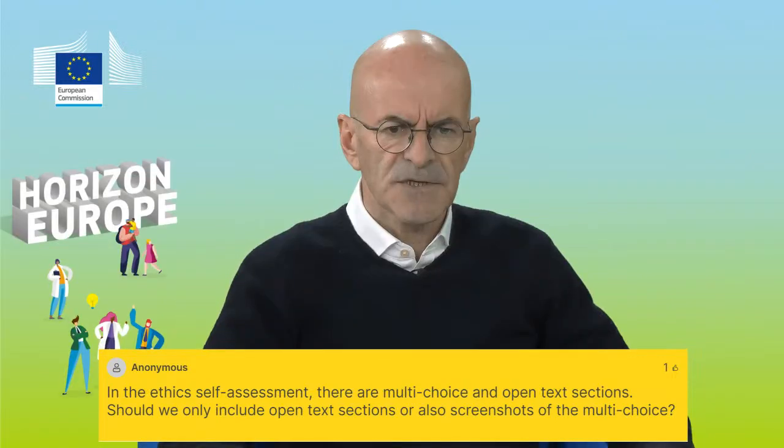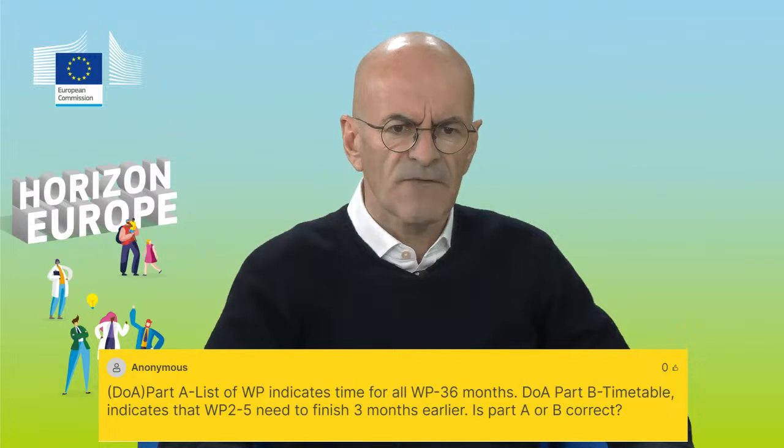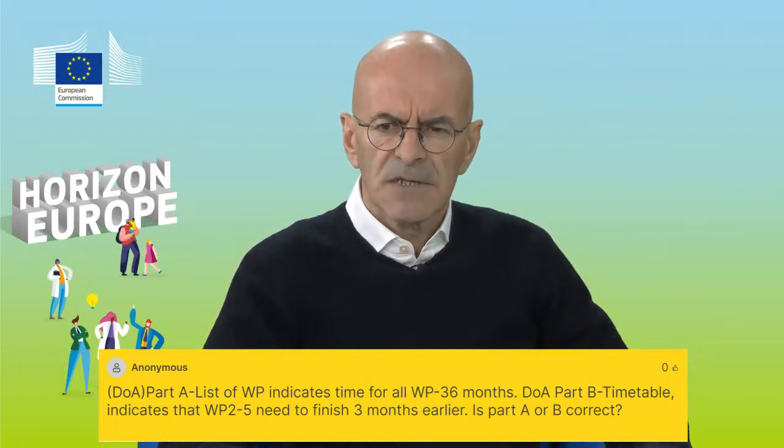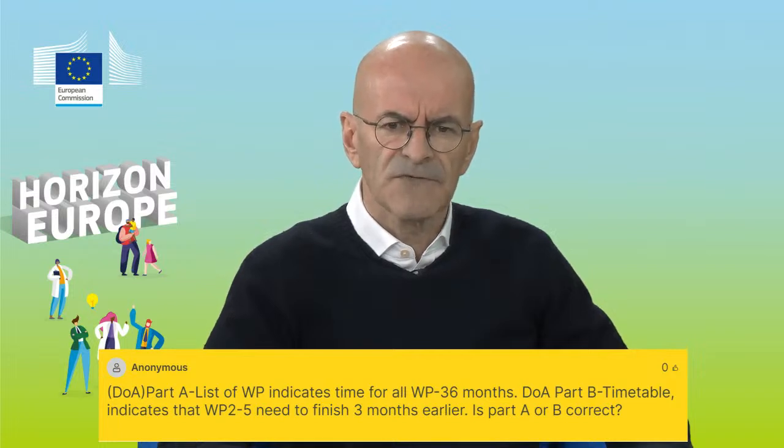Thank you. The next question. The part A of the description of action lists the work packages and indicates time for all work packages 36 months. The part B timetable indicates that work package 2.5 needs to finish 3 months earlier. Which part is correct?